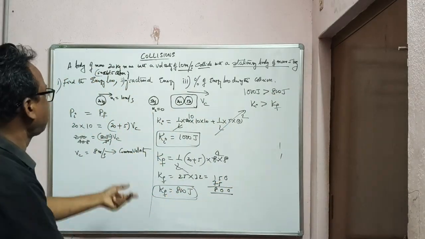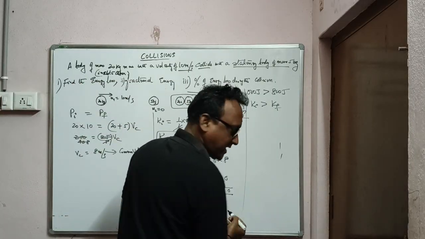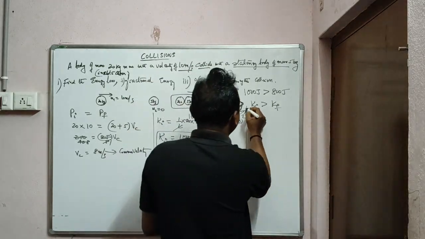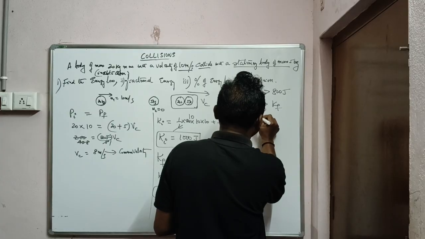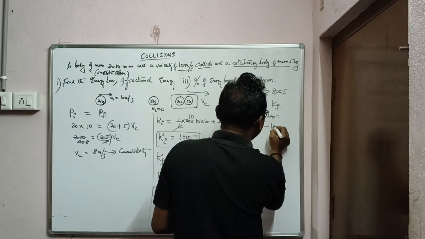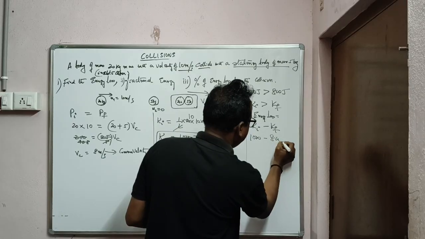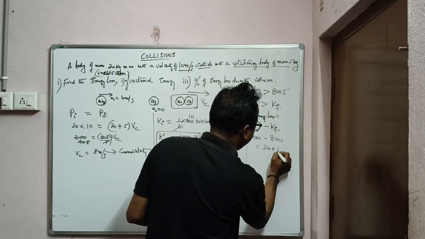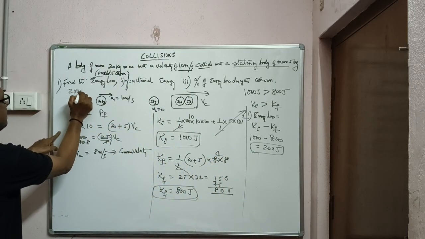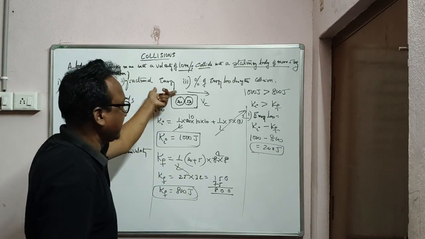Now what is energy loss? That is what they asked in our first question. Energy loss is KE initial minus KE final. So energy loss is equal to KE initial minus KE final, that is 1000 minus 800, how much? 200 joules. This is the first answer. So energy loss is 200 joules. First question.